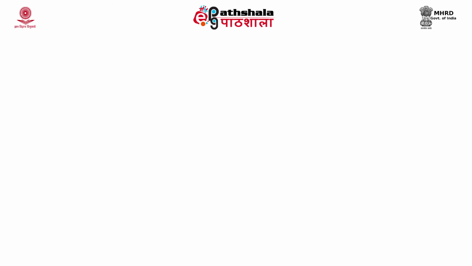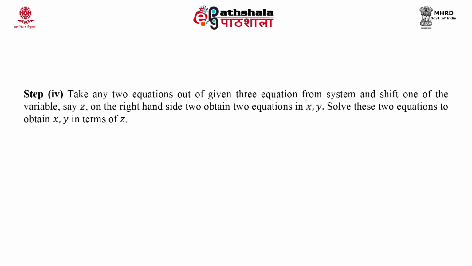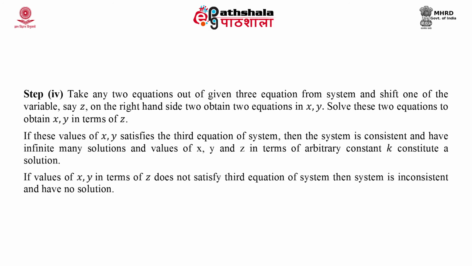Now, step 4 is, take any two equations out of the given three equations from the system and shift one of the variables, say z, to the right hand side to obtain two equations in x, y. Solve these two equations to obtain x, y in terms of z. We can also replace z by k.